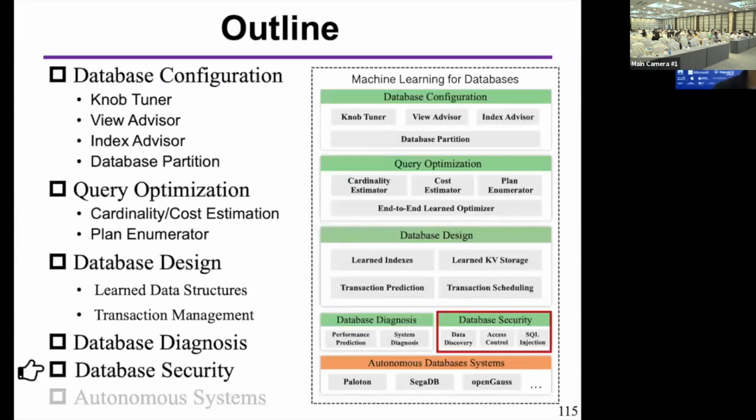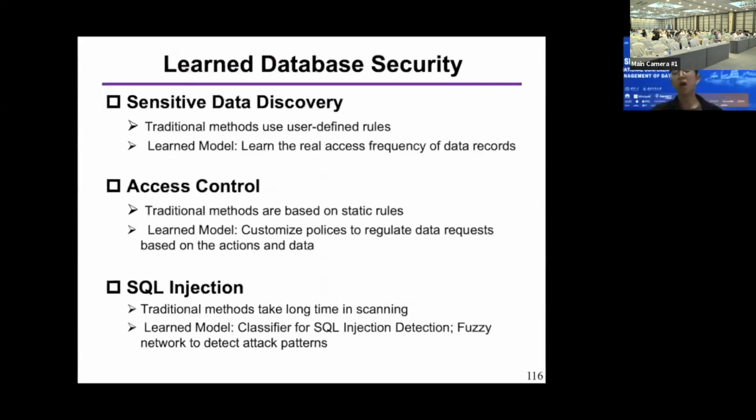And finally is the data security. We can find that there are different aspects that are very important in database security. The first is sensitive data discovery. Since the leakage of sensitive data can cause great financial and personal information loss, it's important to protect the sensitive data in a database. However, traditional methods use user-defined rules. With learning models, we can automatically learn the real access frequency of data records.